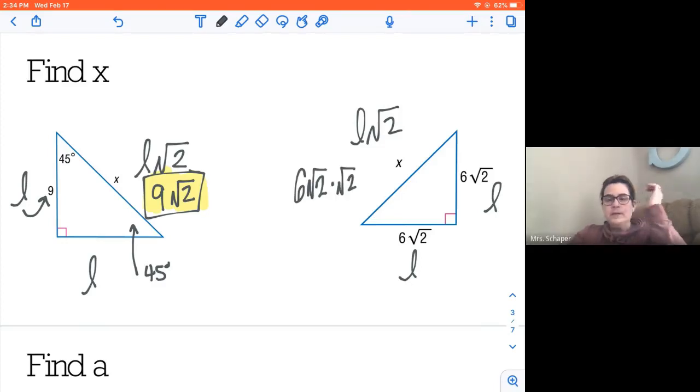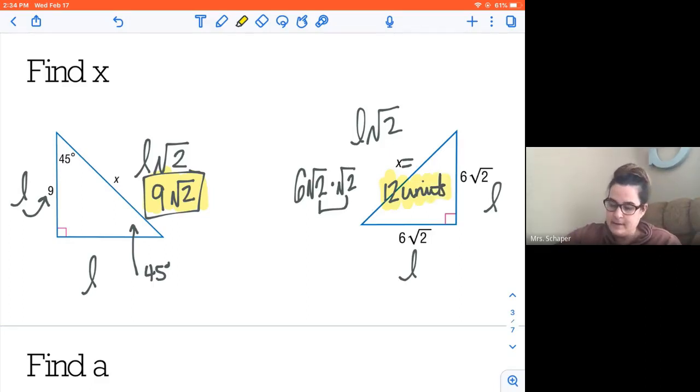6 square roots of 2 times the square root of 2 is going to be 12 units. Okay, the square root of 2 times the square root of 2 is the square root of 4, which is 2. And 2 times 6 is 12. There you go. All right. Let's take a look at another one.